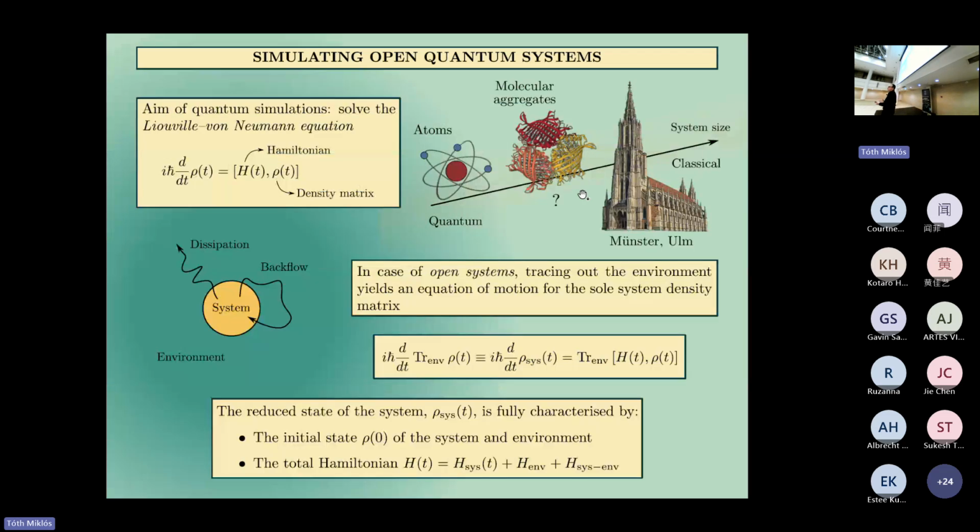We are interested in the case in which the system is not isolated, but is coupled to an environment. So we have to take into account also the presence of the environment, and then we can construct an equation of motion for the system alone by tracing away the environment. So our goal would be to solve this equation of motion for the system, to fully capture its dynamics. And this equation is solely determined by two ingredients: the initial state of system and environment, and the Hamiltonian model of system and environment.